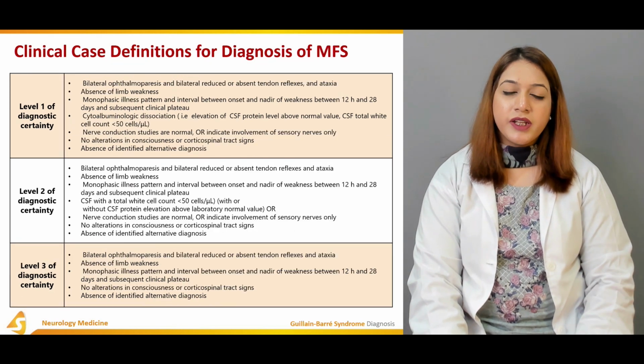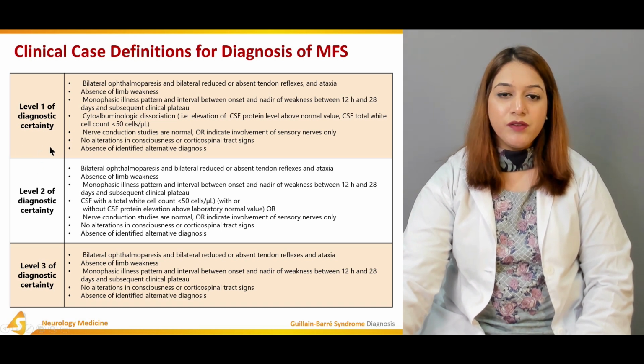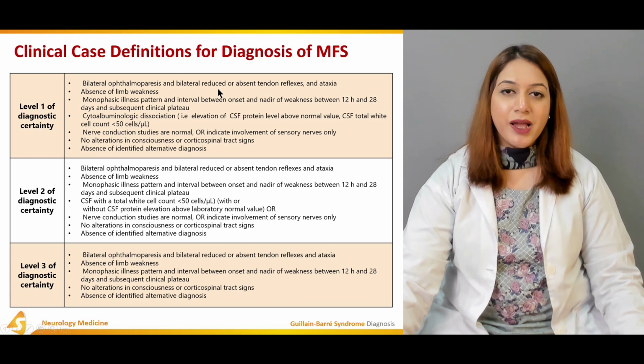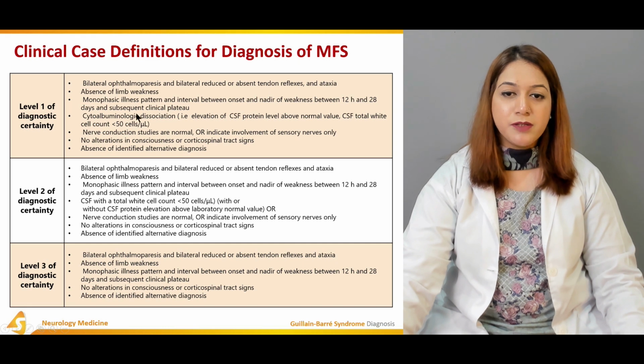Now, if we talk about the clinical case definitions for the diagnosis of MFS, it also has 3 levels of diagnostic certainty. The level 1 of diagnostic certainty constitutes bilateral ophthalmoparesis and bilateral reduced or absent tendon reflexes and ataxia. There will be absence of limb weakness, monophasic illness pattern and interval between onset and nadir of weakness between 12 hours and 28 days and subsequent clinical plateau. The cytoalbuminologic dissociation, that is elevation of CSF protein level above normal value. CSF total white cell count should be up to 50 cells per microliter. Nerve conduction studies are normal or indicate involvement of sensory nerves only. No alterations in consciousness or corticospinal tract signs, and absence of identified alternative diagnosis.